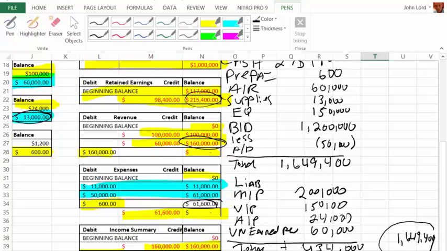434,000. You add these numbers together, you get this number, and that's because assets equal liabilities plus stockholders' equity, right? How did we get there? By making sure each time in our journal our debits equal our credits. We post those to the various ledger accounts. We pull from our ledgers our financial statements, right? That's it.